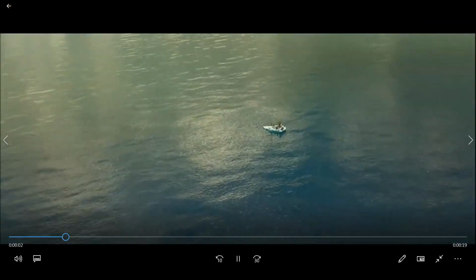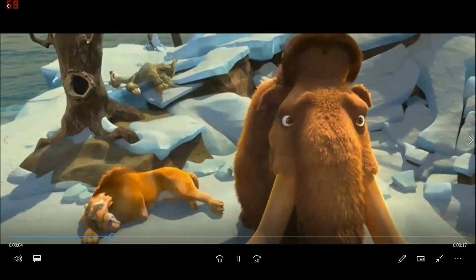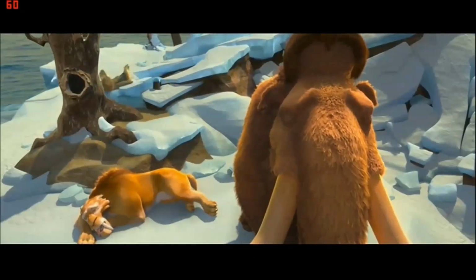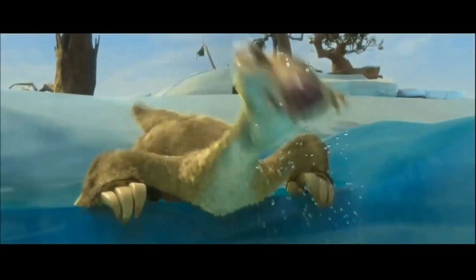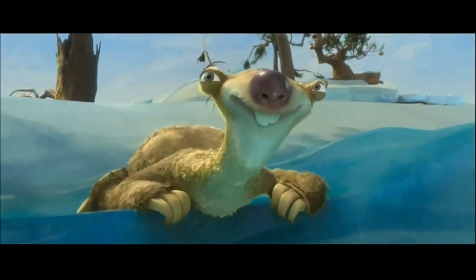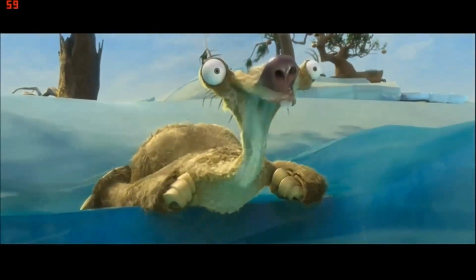How big is this ocean? Water, water, everywhere. Nor any drop to drink. Well, except maybe that drop. That's a little salty.